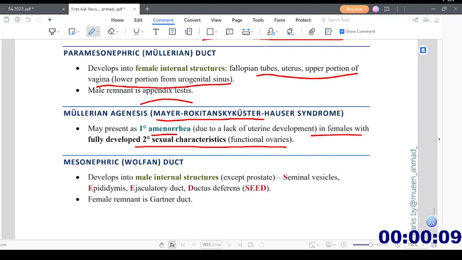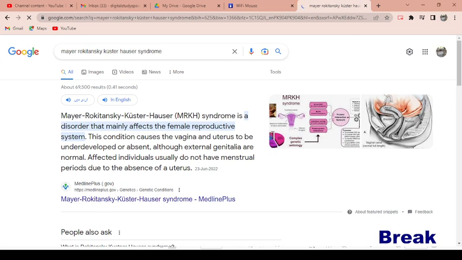So let me look up that Mayer-Rokitansky-Kuster. Okay. So Mayer-Rokitansky-Kuster syndrome is a disorder that mainly affects the female reproductive system. This condition causes the vagina and uterus to be underdeveloped or completely absent, although the external genitalia are normal, because we have seen that the Mullerian ducts are responsible for the upper two-thirds of the vagina. The lower part of the vagina is coming from somewhere else.